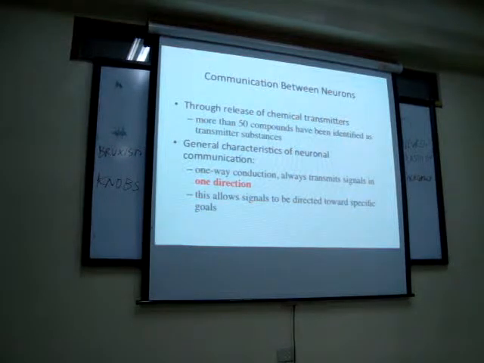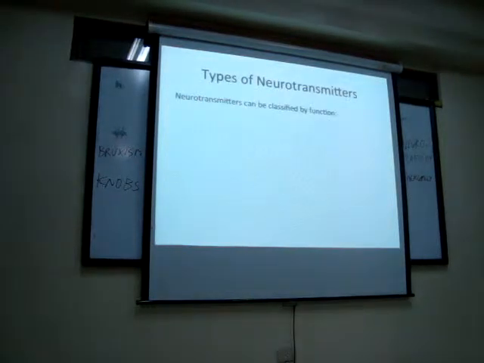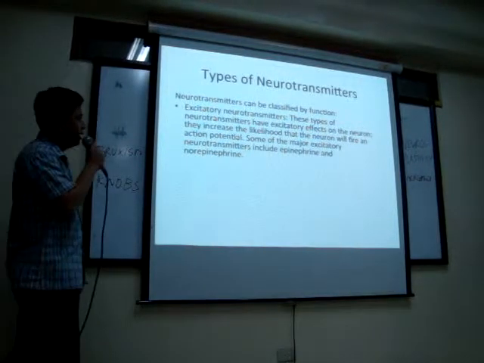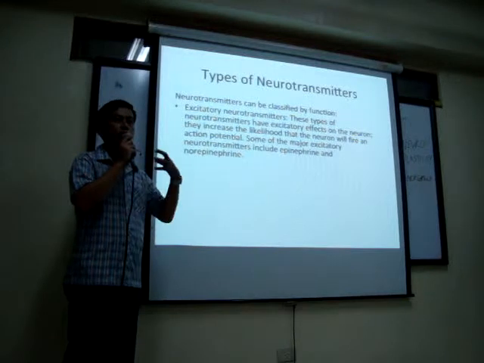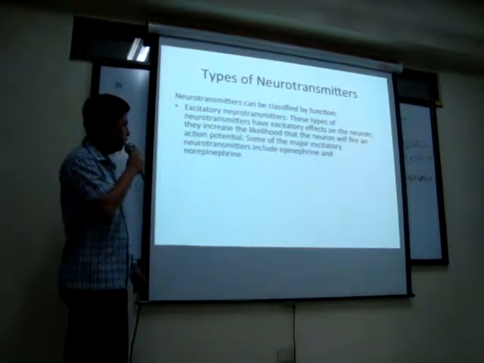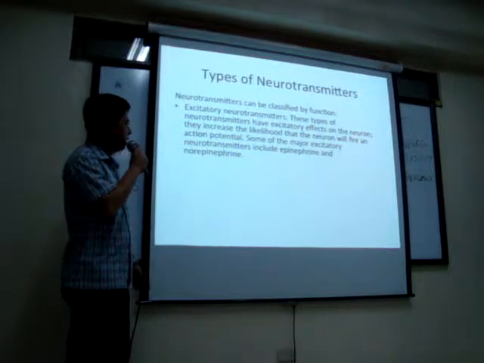Now we talked about neurotransmitters in the overview, right? We classified it by function. Excitatory neurotransmitters, please note, the word excitatory means they excite neurons. Okay? They excite neurons to produce an action potential. That's the main goal. Okay?